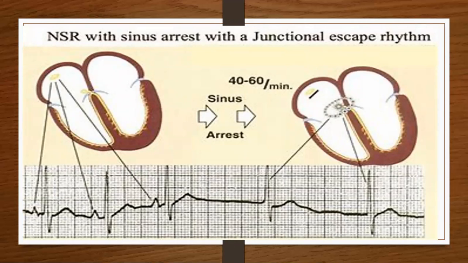Here we see an illustration of that. Your sinus rhythm, you see your P, QRS, and T. And then all of a sudden, something goes on with the SA node and you have the AV node taking over. And here we see where we lost our P wave. Okay.